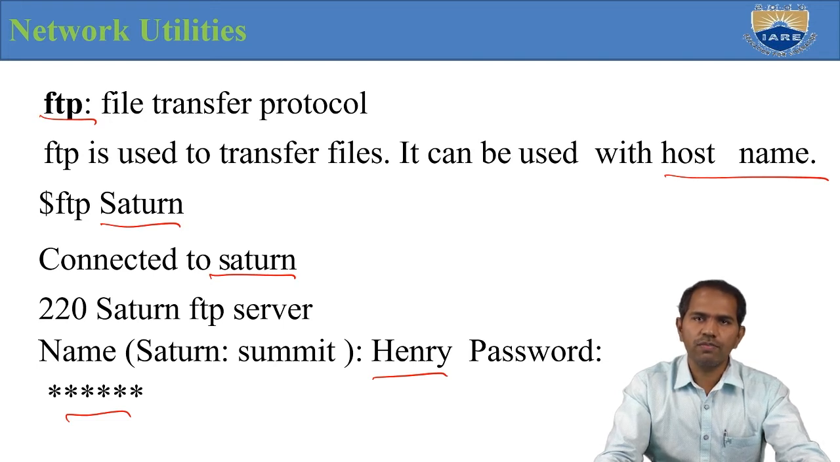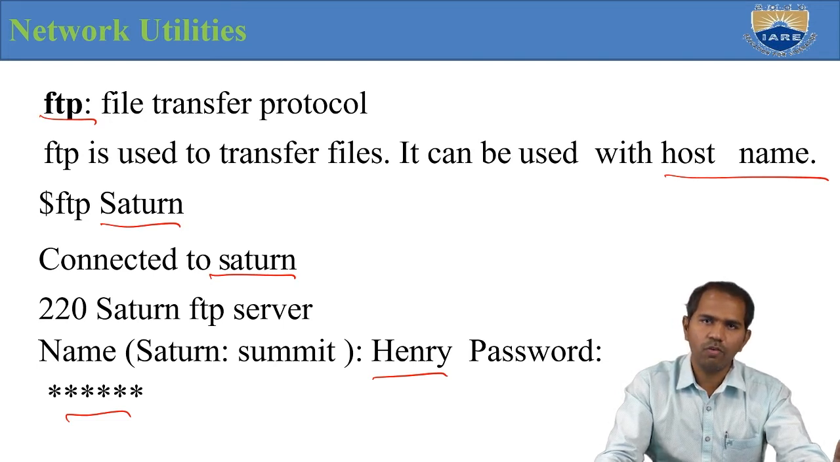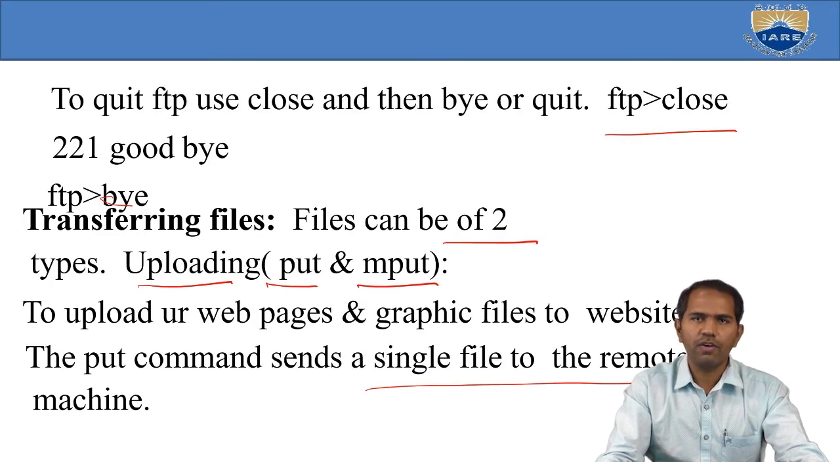For this reason, first we should be connected to the host machine, which is the first criterion. Once we give FTP, a space, and the host name, it's connected. Then it asks for the username and password. If these credentials are correct, then it is connected to our host machine. Once connected, now we are transferring a file. Transferring means we can upload or download. These are the two types.